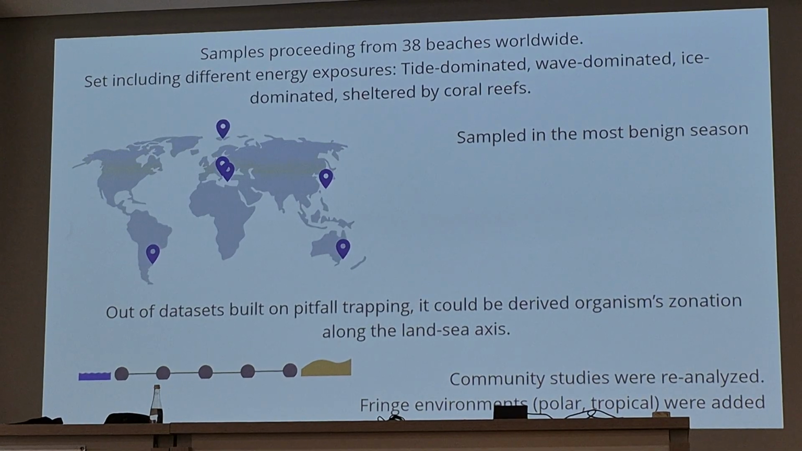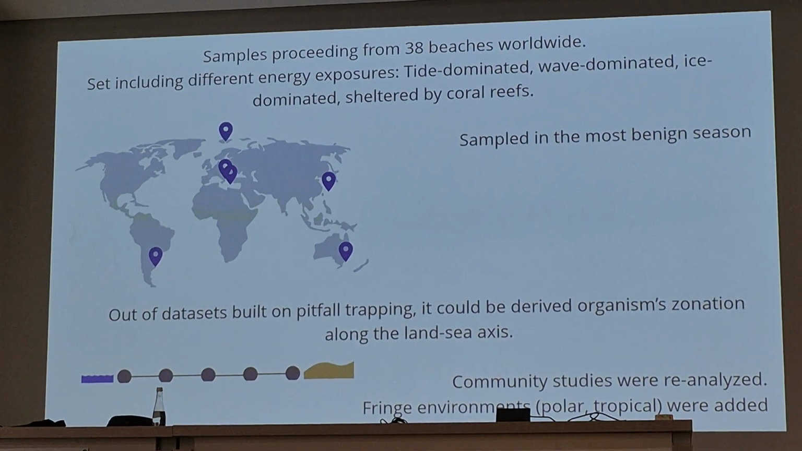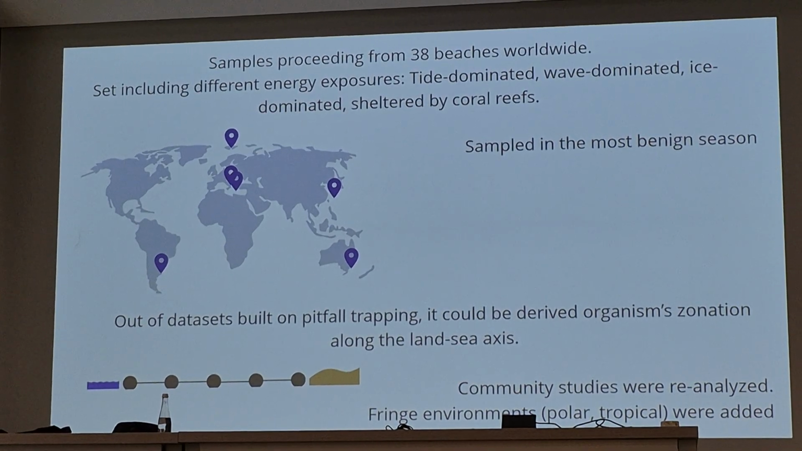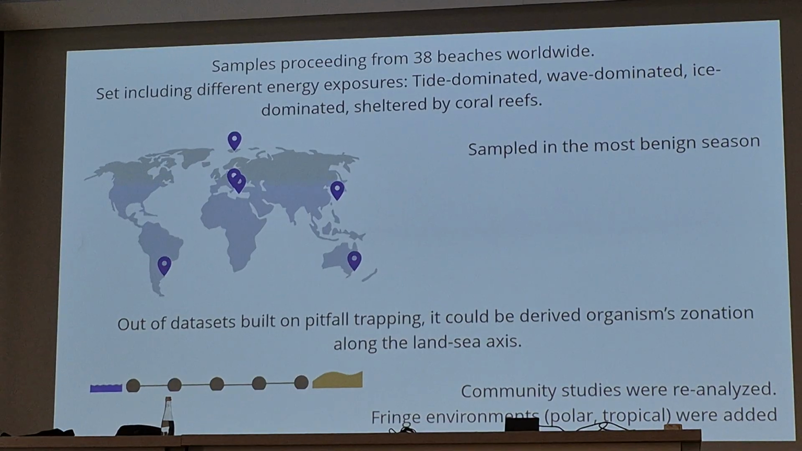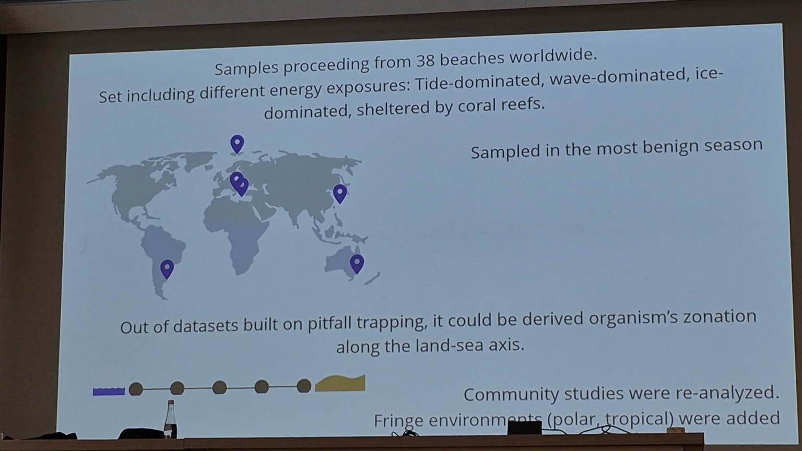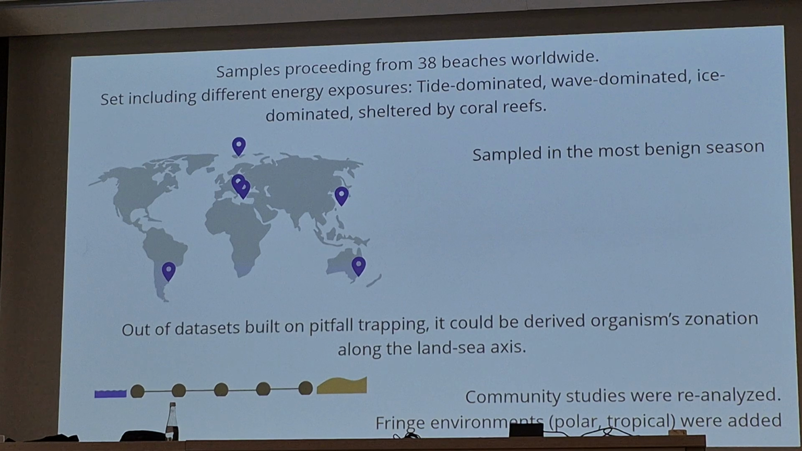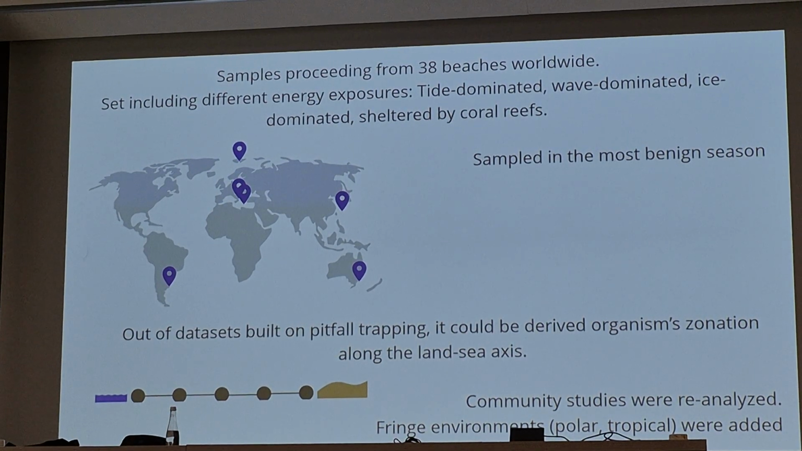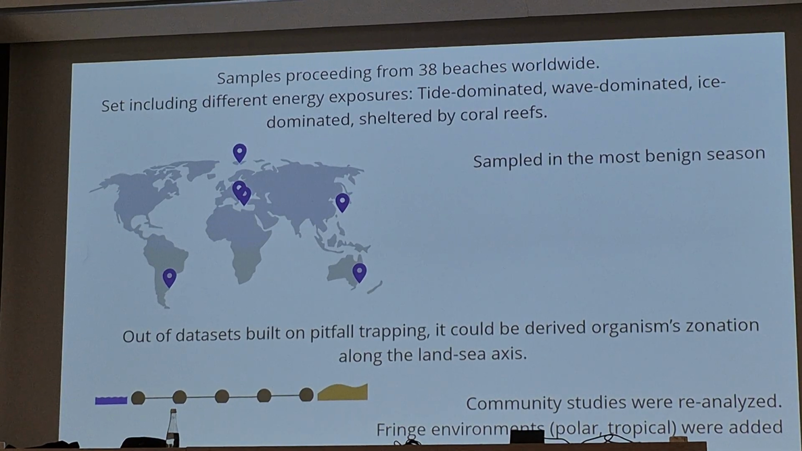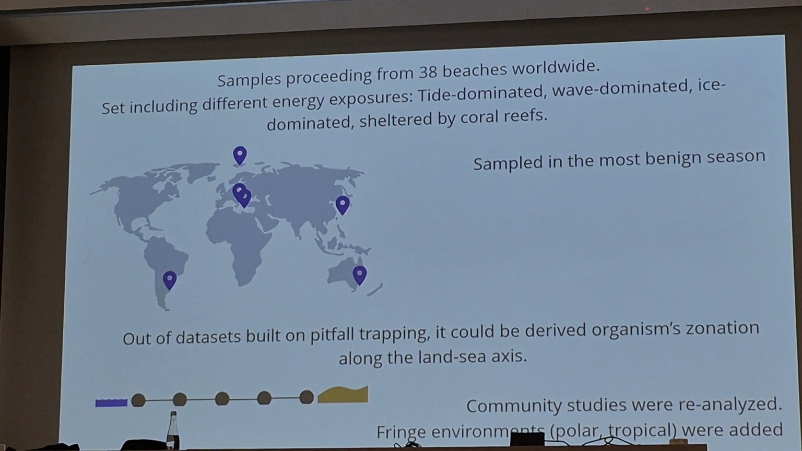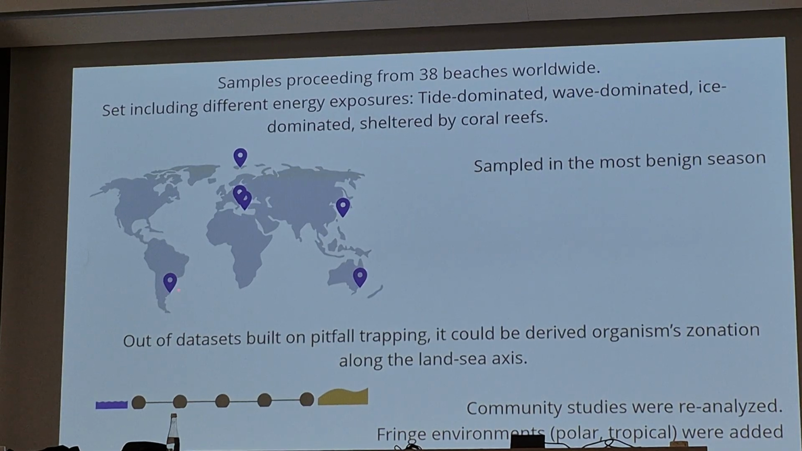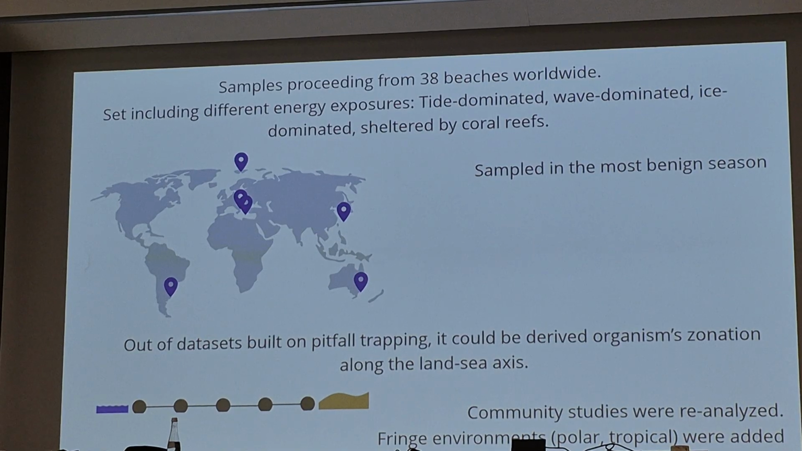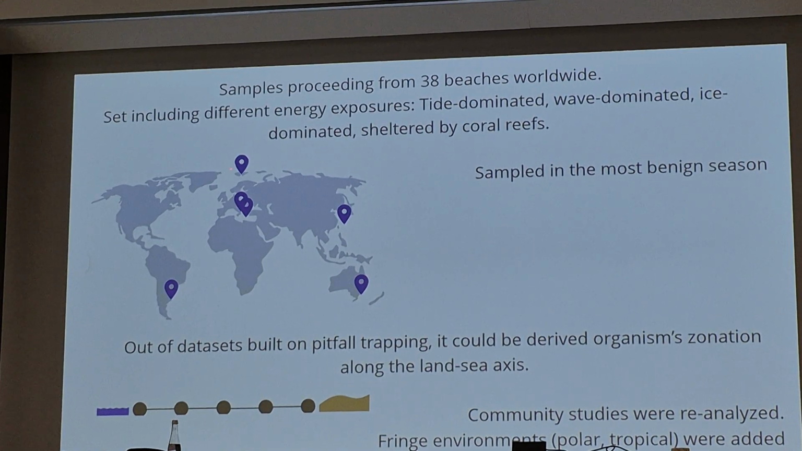We gathered data. Some of them were from other studies, usually community level studies, and some were added. So the total is 38 beaches worldwide. We went across the whole range of energy exposure: wave-dominated beaches, tide-dominated, sheltered by coral reefs, the whole range. Still, we know that talitrids are dominant in abundance in the temperate areas, so we tried to be representative of that. Then we have one tropical area and one cold.